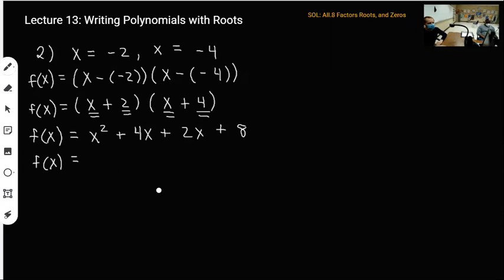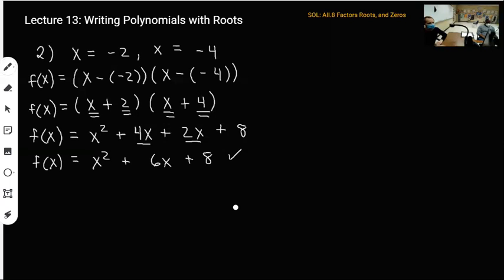Okay. So now what I'm going to do is combine my like terms in the middle. Notice that the 4x and the 2x both end with an x, so I can put those together. I'm going to get x squared plus 6x plus 8. And that is my answer, that quadratic polynomial right there.